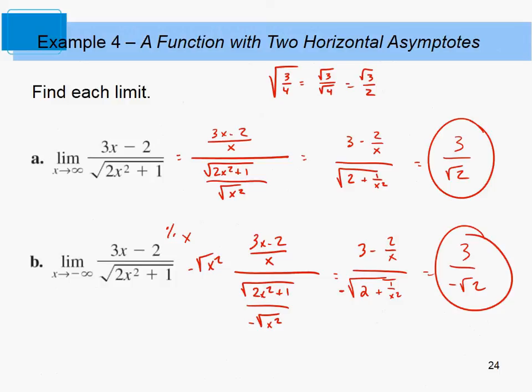Right? That's what we said. Only the rational functions are guaranteed to have the same asymptotes on both sides. I thought rational meant something divided by something. A polynomial divided by a polynomial. Radicals are not polynomial.